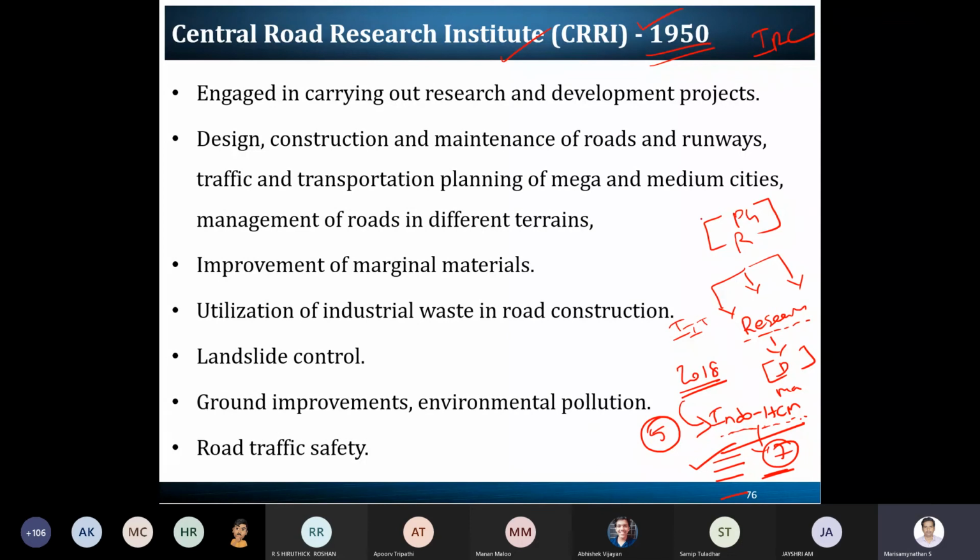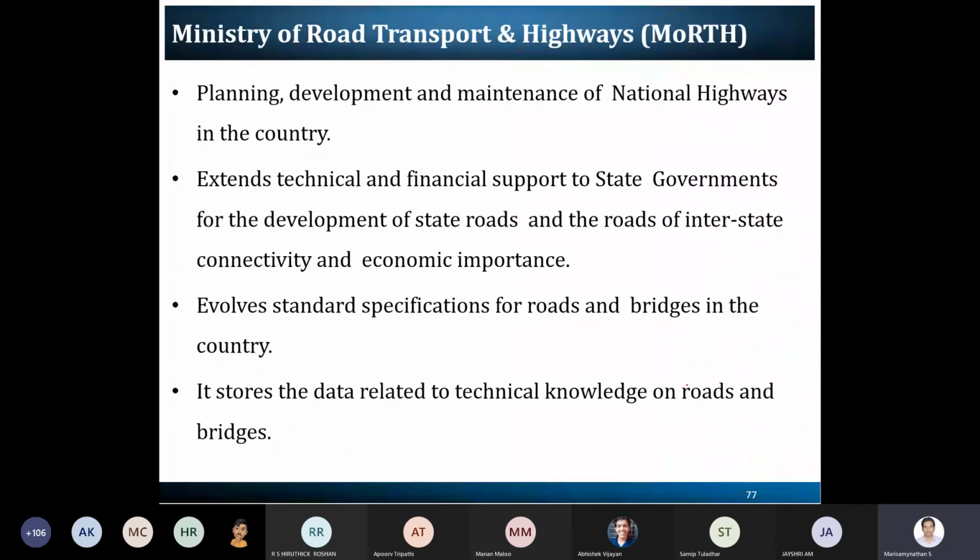This is the way various research people have been involved in contributing to the development of standards which purely fit Indian conditions. So this is another committee they formed in 1950. Then the final one is MORT, Ministry of Road Transport and Highways. This is purely government. Wherever you travel on the highways, you can see the board MORT. These are the people actually involved in the construction of the particular facilities.